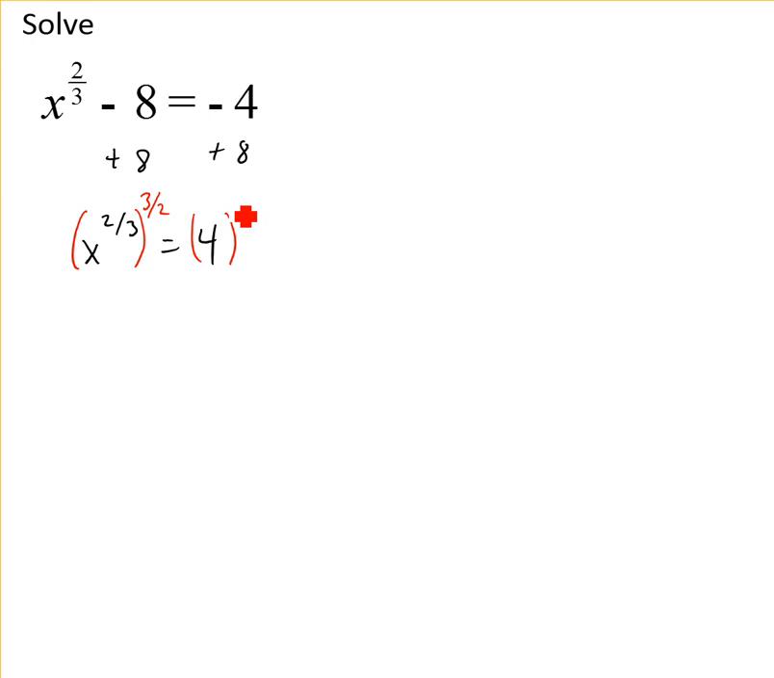We're going to raise both sides to the 3 over 2 power. 2/3 times 3 over 2 would just be 1. So we just get x to the first power, or just x on the left side. And on the right we have 4 to the 3 over 2.